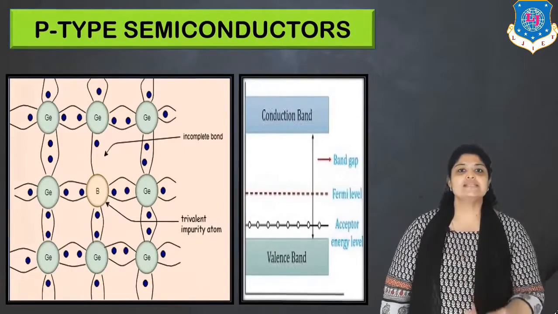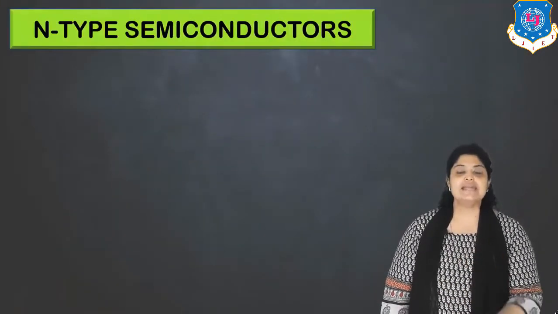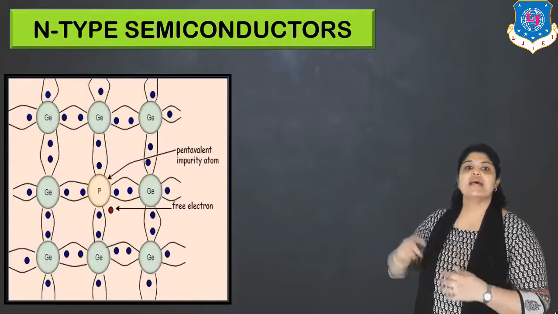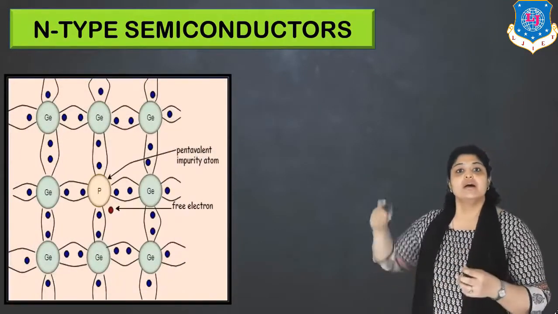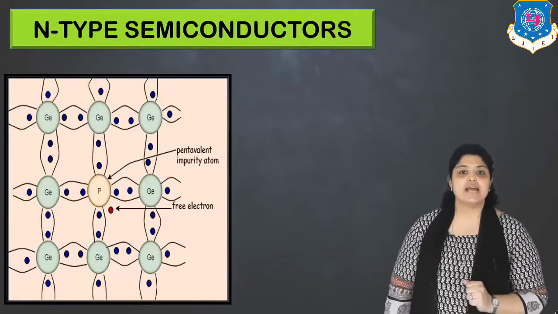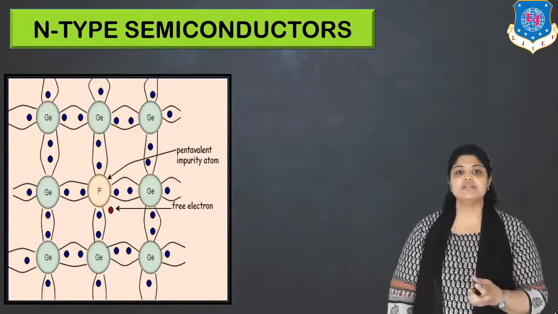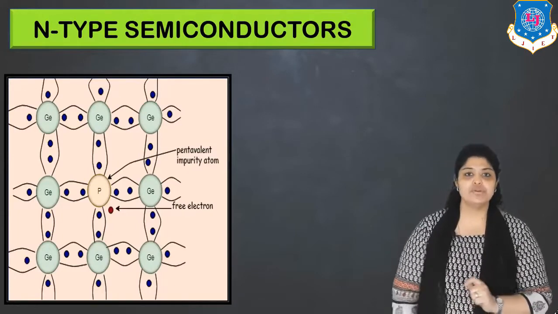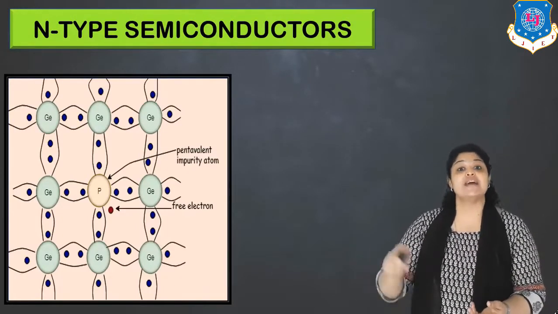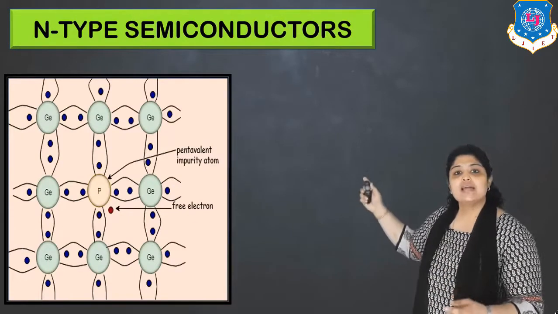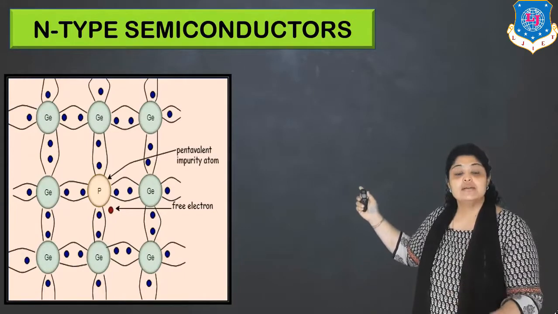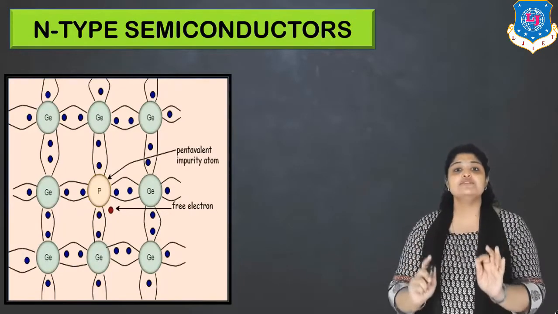Moving on to the next type of semiconductors, that is N-type semiconductors. So let's have a look at this diagram first. Here in germanium you can see P, that is phosphorus, is added. Now we know that phosphorus is a pentavalent impurity. A pentavalent impurity means it has 5 electrons. So in the diagram you can clearly see that 4 covalent bonds are complete, but still one is left as a free electron.